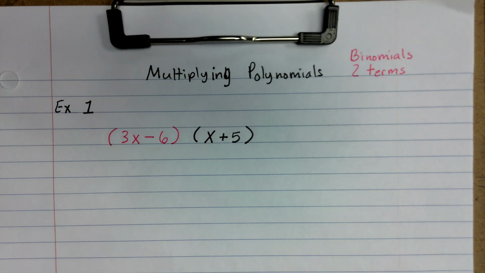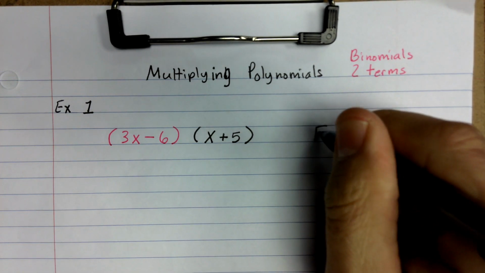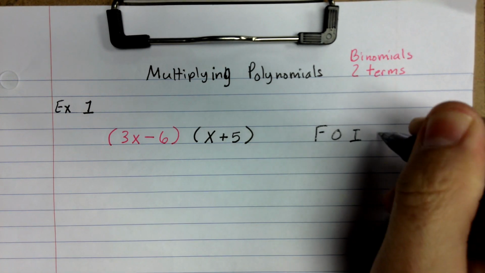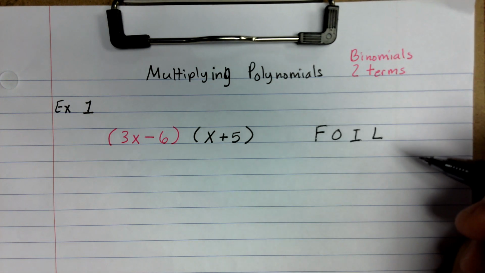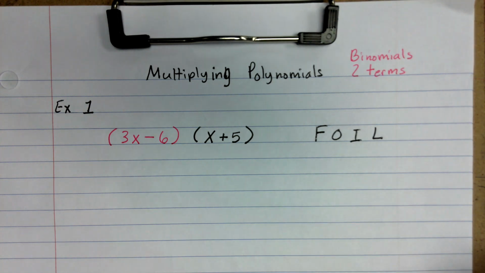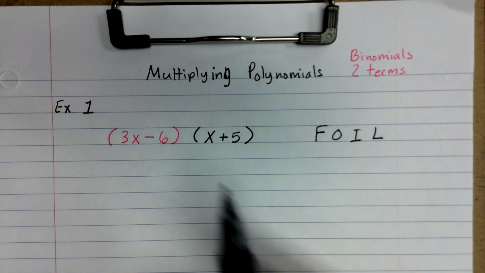In this video, we're going to be looking at how to multiply binomials using the FOIL method. So when we talk about FOIL, we're talking about the words F, O, I, and L. F stands for first, O stands for outer, I is for inner, and L is for last. So we're going to use this method to do it.